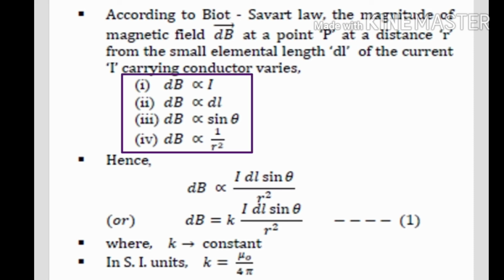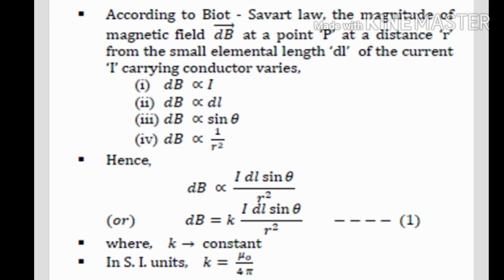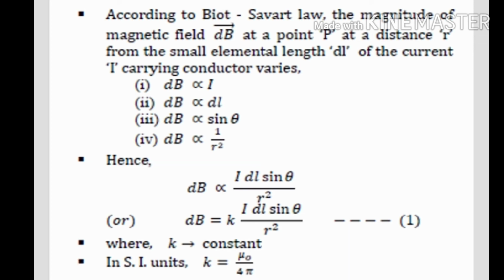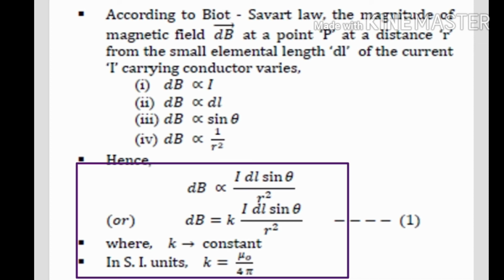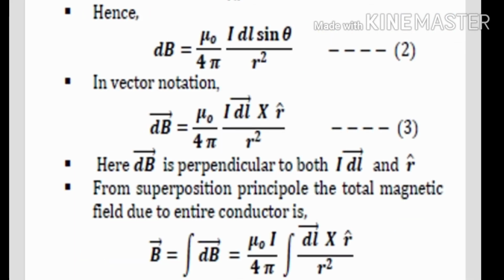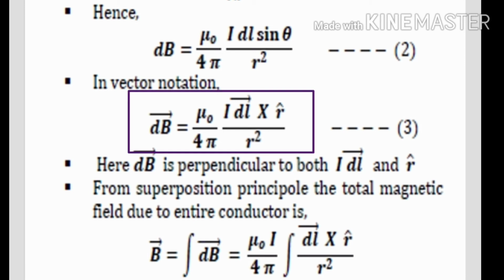By combining all these four relations, we can write a single relation as dB is directly proportional to I dl sin theta by r squared. By introducing a proportionality constant K, this equation becomes dB is equal to K into I dl sin theta by r squared. Here K is equal to mu naught by 4 pi. So the above equation becomes dB is equal to mu naught by 4 pi I dl sin theta by r squared.